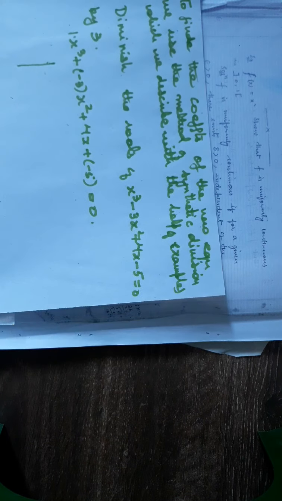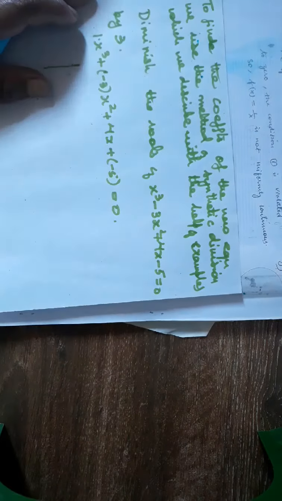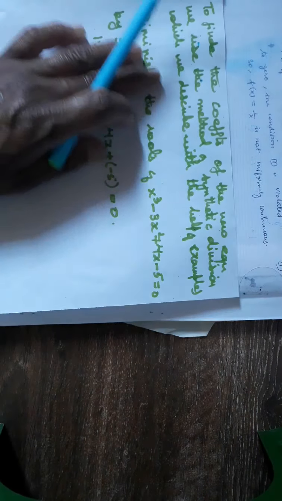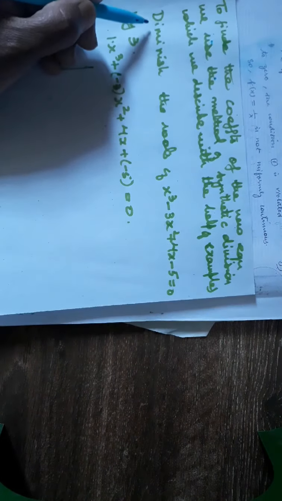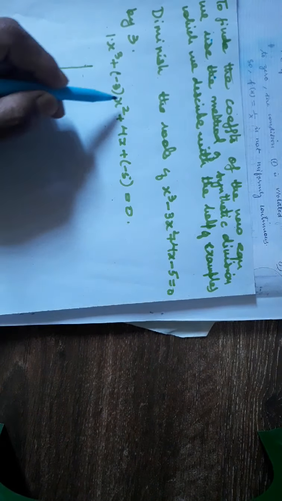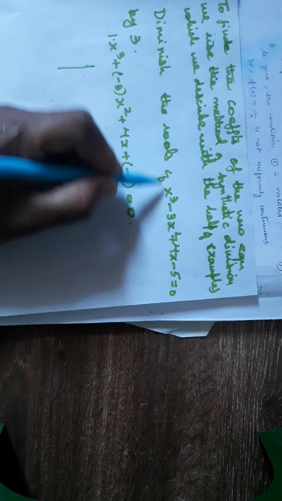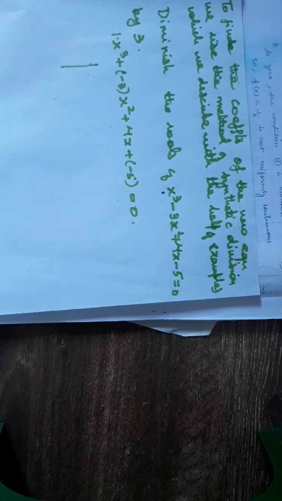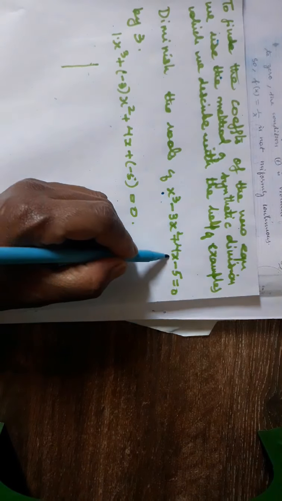To find the coefficients of the new equation, we use this method. If you are given an example on how to solve an equation to diminish its roots by a given quantity h, you need to use the method of synthetic division, which we will explain with the help of examples. For example, you are given the equation x cubed minus 3x squared plus 4x minus 5 equal to 0, to be diminished by 3.